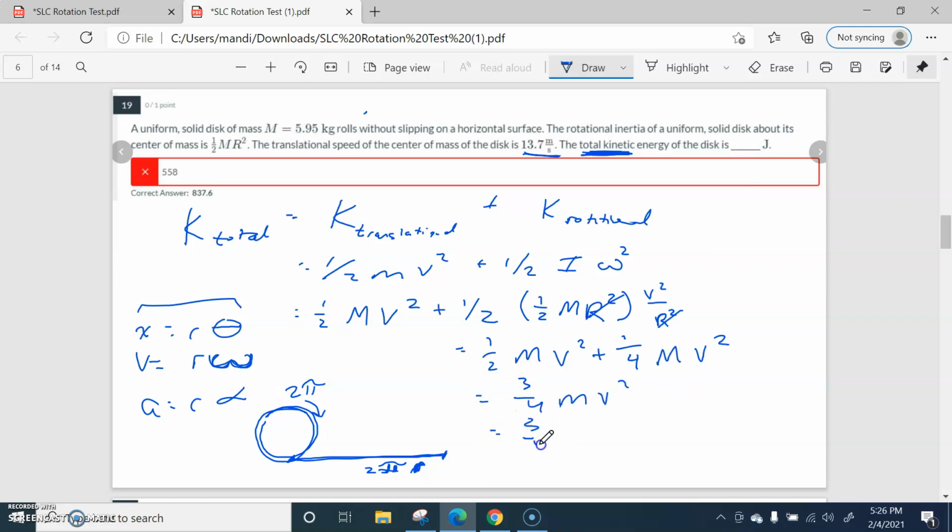So 3/4, the mass is 5.95, the velocity is 13.7, and we square it. Let's try it. 837.566. Yes, that's how to do that.